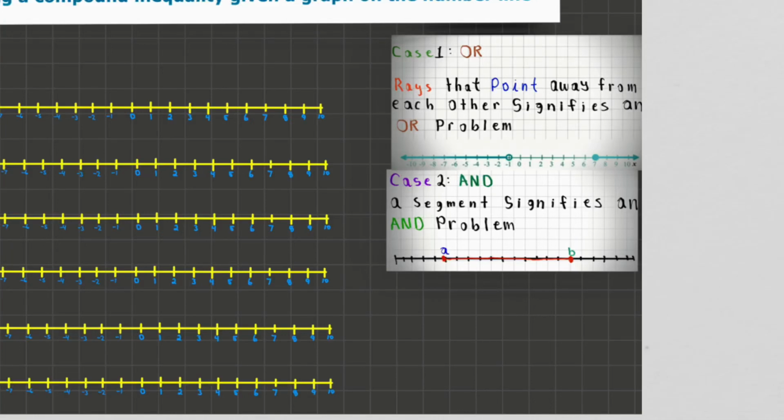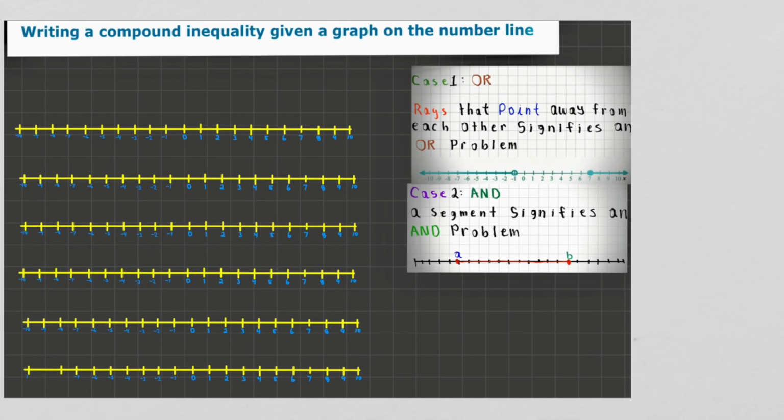Okay, so we're talking about two compound inequality cases. One case is or, while case 2 is and. If you're looking at a graph and you find that the rays are opposite, pointing in opposite directions, then it's going to be an or type of problem. If you find that you have a segment, you're going to have an and problem. And so it goes a little something like this.